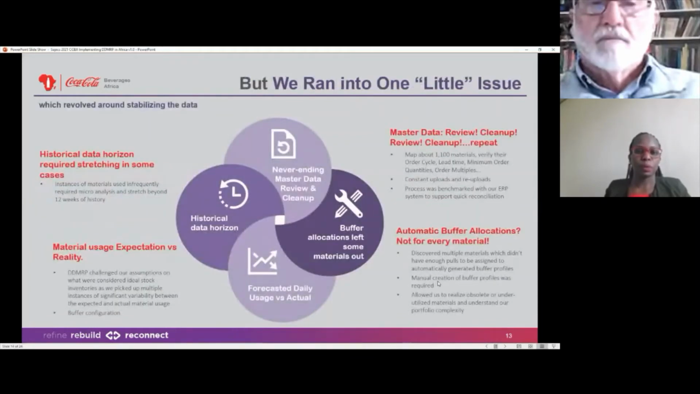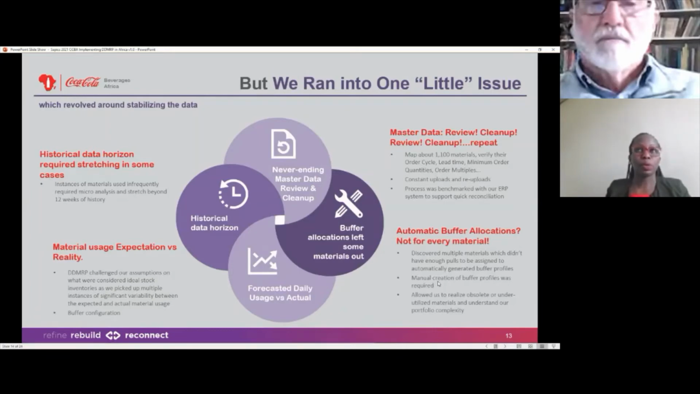So moving on, pretty much the challenges were evolving around stabilizing our data because it was our key component into DDMRP. With the historical data horizon capped at 12 weeks that we were initially working with, we realized that we had to stretch this beyond the 12 weeks in order to capture history of infrequently used items, such that we could also map these and also create buffer profiles for them.